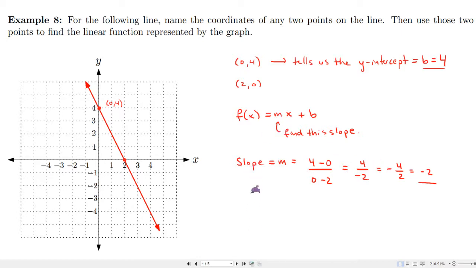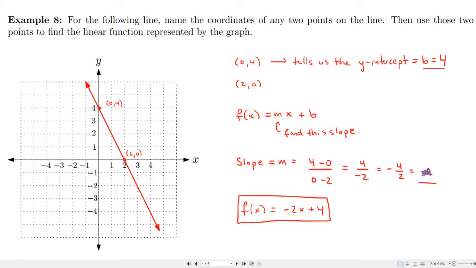Okay, so then at this point, f of x is just -2x plus b, which was 4. And that is our linear function. Oh, maybe I should also label the point down here was 2, 0.